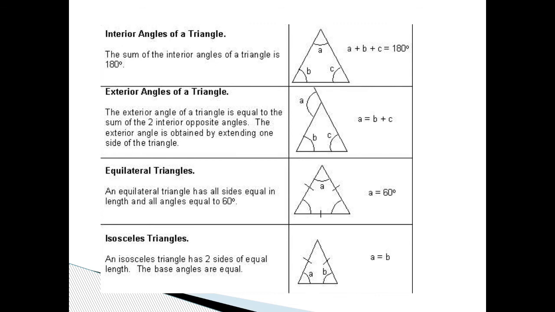An equilateral triangle has all sides equal in length and all angles equal at 60 degrees. So A is equal to 60 degrees. An isosceles triangle has two sides of equal length. The base angles are equal. So A is equal to B.